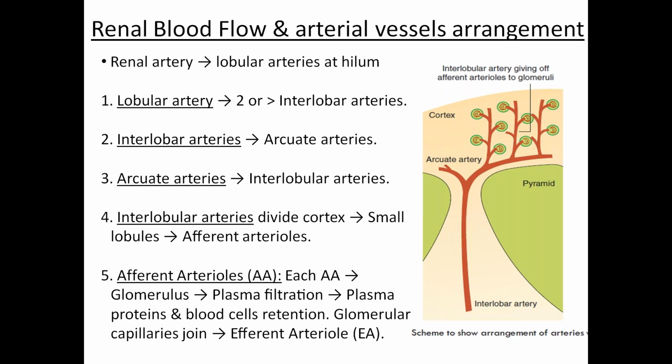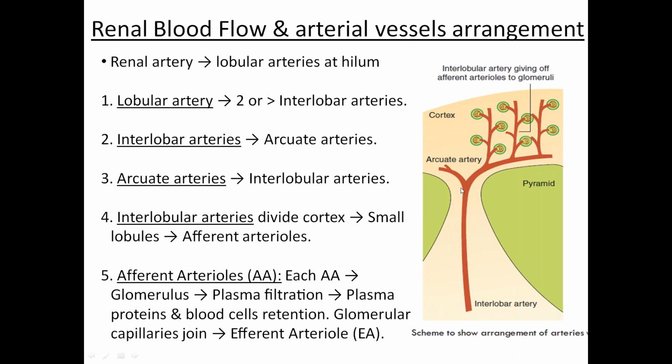Okay, a lobular artery is present one for each pyramid. Okay, and it divides into two or more interlobar arteries. These are your interlobar arteries. Now the interlobar arteries enter the tissue of renal columns and run towards the surface of kidneys. Right? You can see them running towards the surface of kidneys and reaching the level of bases of pyramids.